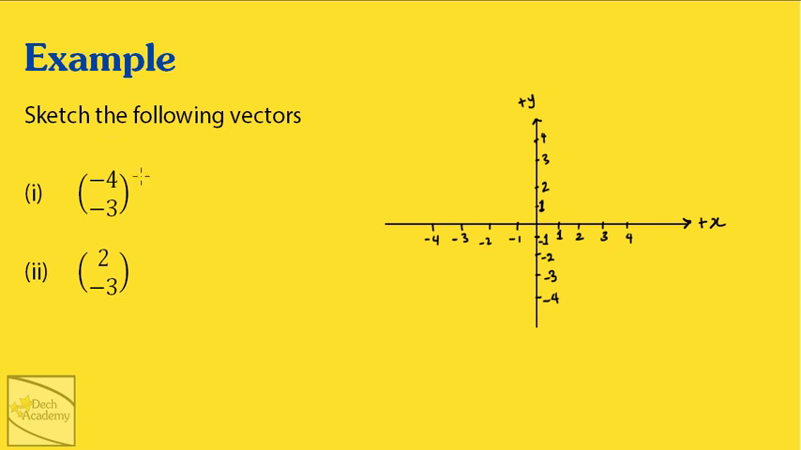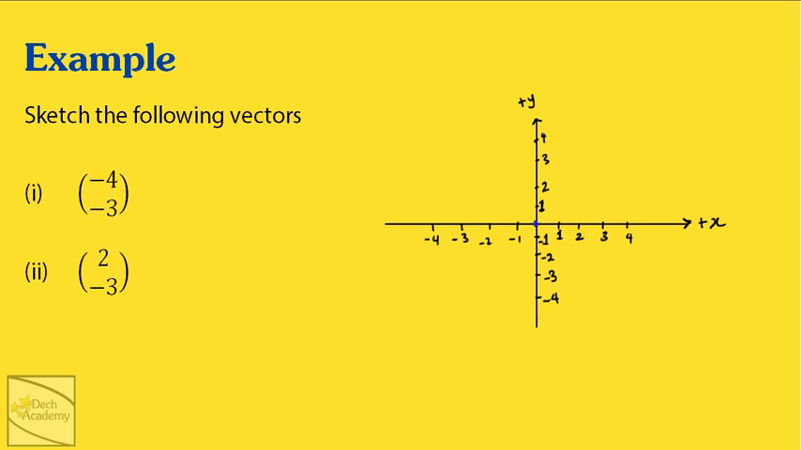We also need to sketch vectors in this example. The first vector has an x component of -4 and a y component of -3. So in order to sketch it, all we need to do is start from the origin, move 4 units in the negative x direction, stop, and then from the point we stopped at, move 3 units in the negative y direction. So I'll show you here.